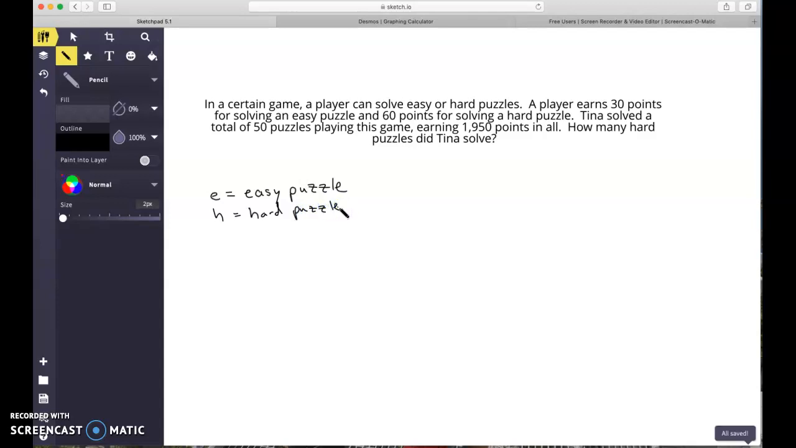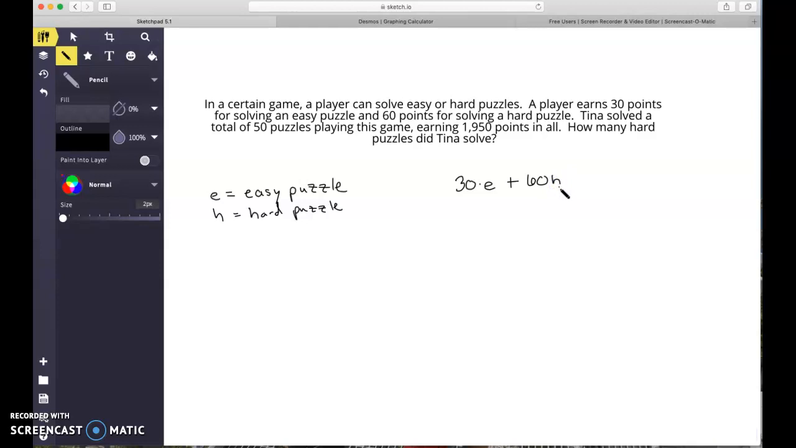Right? And we know that you get 30 points per easy puzzle. So whenever you get 30 points per something or for each, those are key words, key ideas that tell you you're multiplying, right? If you solve one easy puzzle, you get 30 points. 2 easy puzzles, you get 60 points. 3 easy puzzles, 90 points, and so on and so forth. And then you also get 60 points for solving every hard puzzle that you solve.